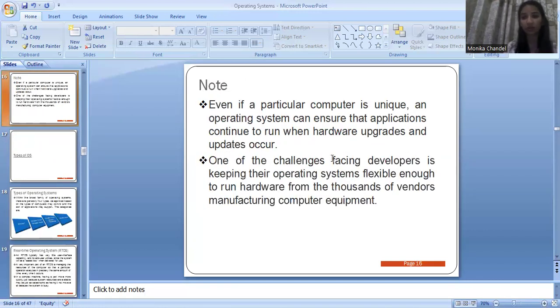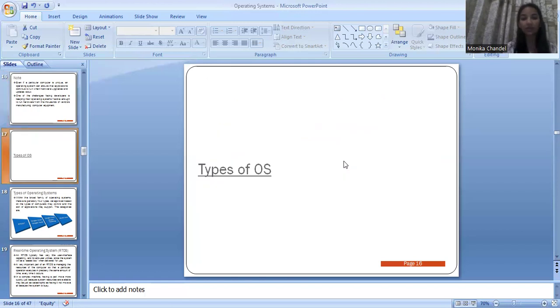Here are some notes about the operating system. Even if a particular computer is unique, an operating system can ensure that applications continue to run when a hardware upgrade occurs. And the second one is, one of the challenges facing developers is keeping their operating system flexible enough to run hardware from the thousands of vendors manufacturing computer equivalents. So by these notes, the user wants to say that every computer has its unique operating system. So the operating system is very responsible for all the activities done by the user.